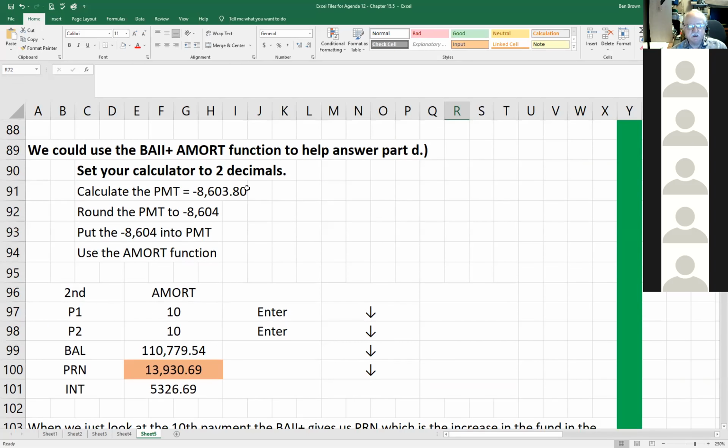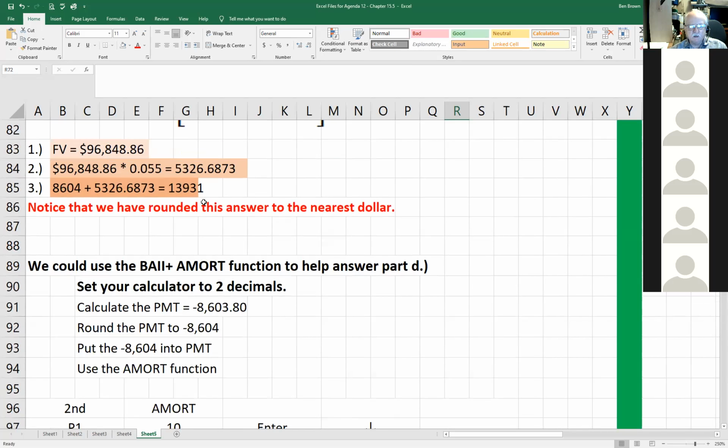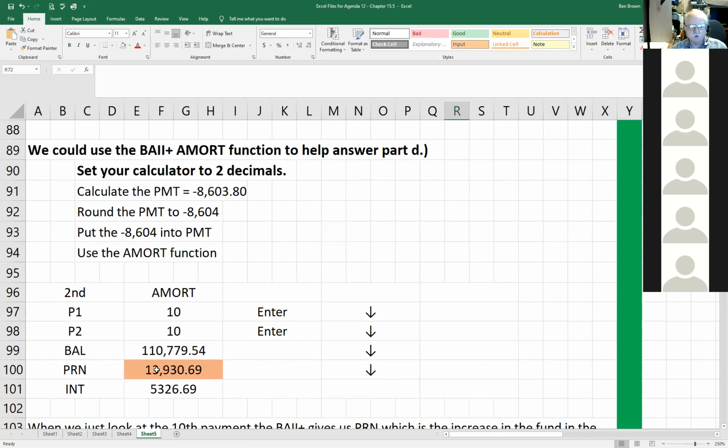Now we could do part of this calculation on the BA2 Plus. We're only worried about the 10th year. We can see the balance, but PRN is the amount we're adding to the fund. So we actually get this answer directly. We're going to round it to the nearest dollar. But amazingly enough, with the amort function, we can see this amount that's being added to the fund every year in the PRN column.